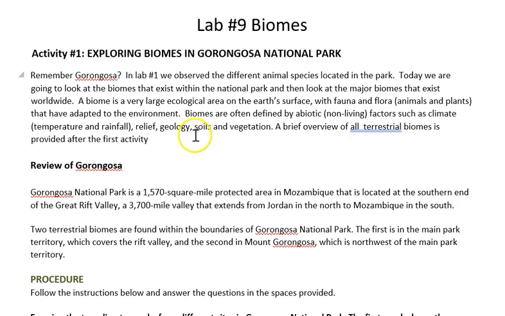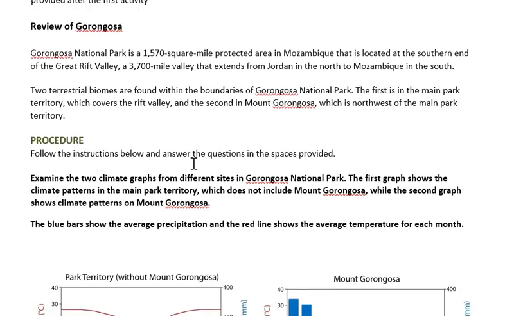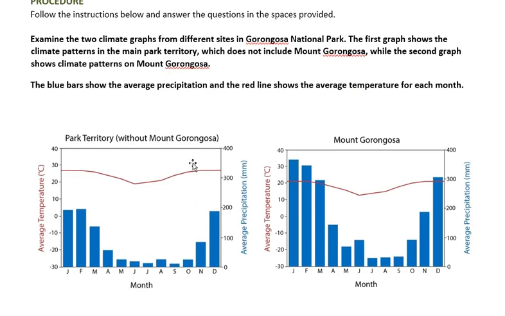It discusses what a biome is here. It's a large ecological area on Earth's surface with fauna and flora that have adapted to the environment. Big things about the environment are the amount of rainfall and temperature. It gives you a review of Gorongosa, and these are actual graphs that you're going to interpret. Blue bars show the average precipitation for that month, and the red line shows the average temperature.